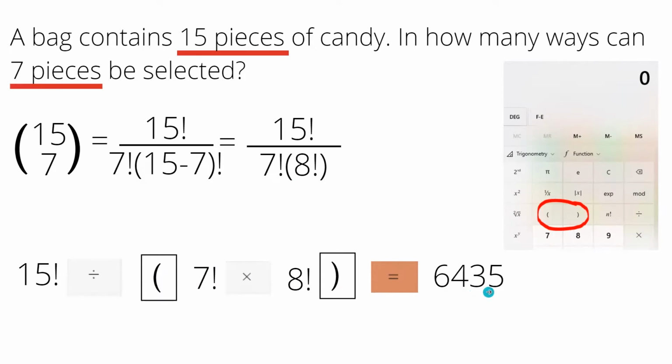Then after you press equals, you get 6,435. It's very important that you try this on your calculator, because it does take a little bit of practice. So go back through and make sure that when you do this on your calculator, you get this answer, 6,435. When you have big numbers, it's just easier to plug it into your calculator that way.